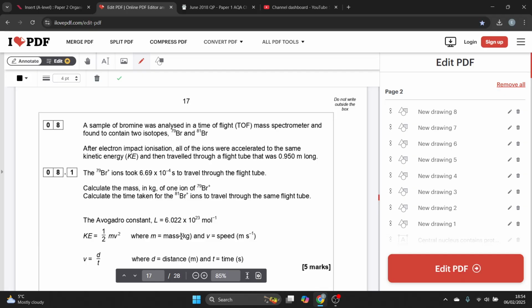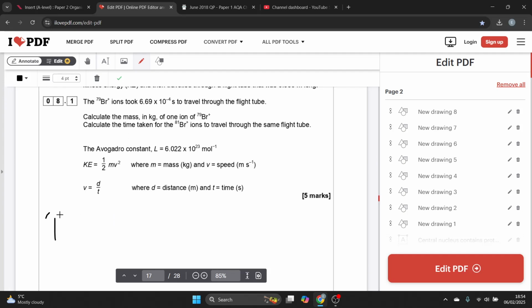A sample of bromine is analyzed in a time of flight mass spectrometer and found to contain two isotopes, 79Br and 81Br. After electron impact ionization, all the ions were accelerated to the same kinetic energy. If the flight tube is that long, calculate the time taken for one ion of that.